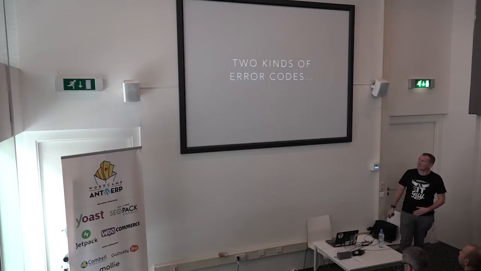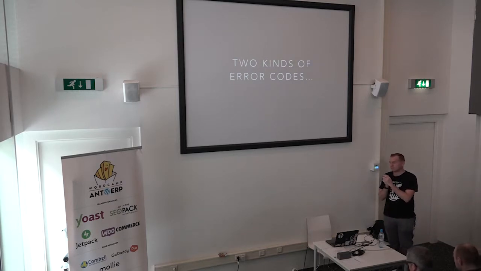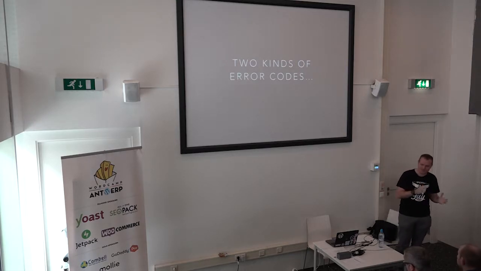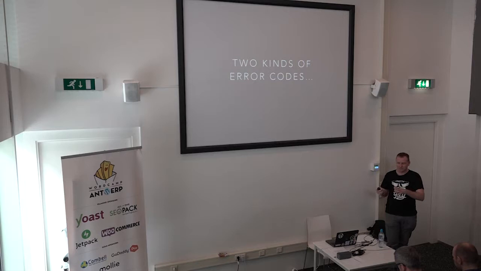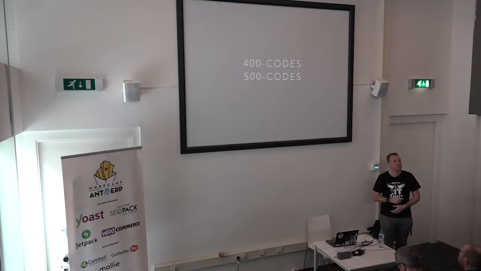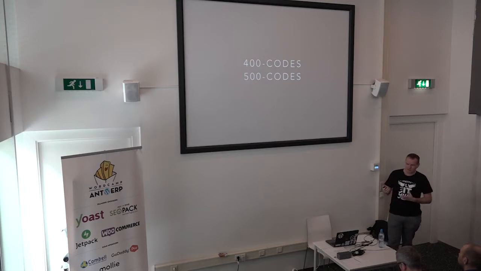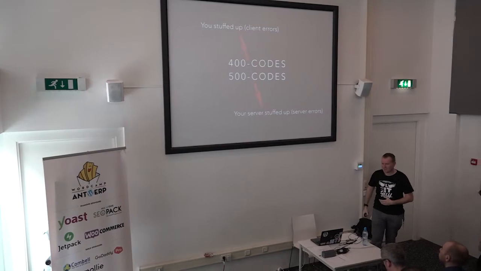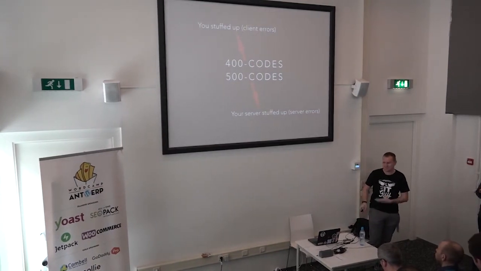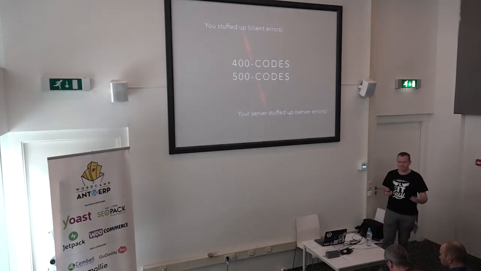Now, before we can dive into the process of solving the problem, there's a little bit we need to know about error codes. There are many kinds of error codes, but there are two kinds that you'll be confronted with the most, which are 400-based error codes and 500-based error codes. The funny thing is, these already give you a good indication of where to focus your search to solve an issue. So basically, in really simple terms, a 400 code will say, you stuffed up. It's a client error. A 500 code will tell you, your server stuffed up, meaning something went really, really wrong on the server, not necessarily your issue or your cause.